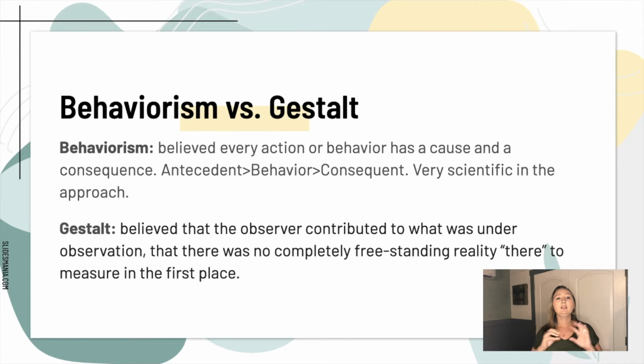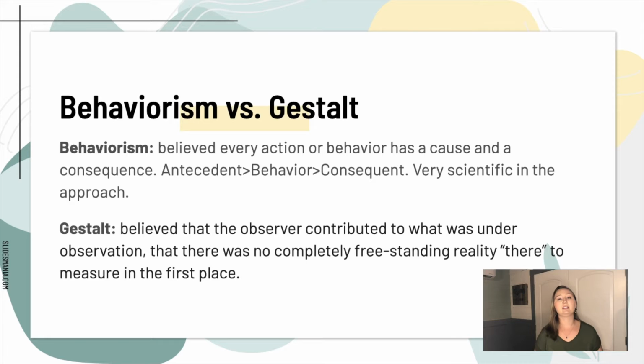Then we get to behaviorism versus Gestalt. So behaviorism believed that every action or behavior has a cause and a consequence. So basically it's very scientific. The antecedent, or the stimulus, produces the behavior, which produces what we call the consequent. So the cause and the effect, and the cause and the effect. It's very scientific in its approach.